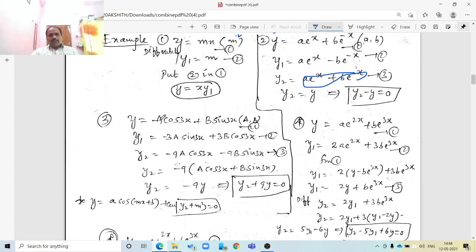Whenever it is a cos nx plus b sin nx form, instead of 3, if any number is there, the answer will be y2 plus n square y is equal to 0. If it is m, y2 plus m square y is equal to 0. So simply you can write in this form. The answer is y2 plus m square y, m is this number. If m is equal to 3, 9y, m is equal to 4, 16y.